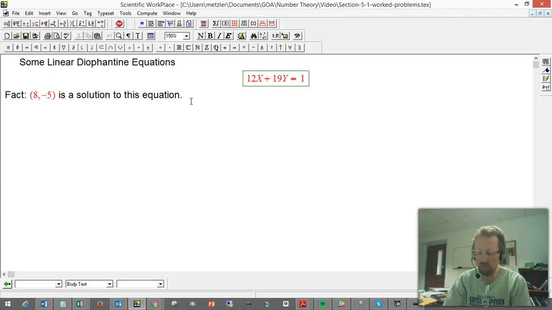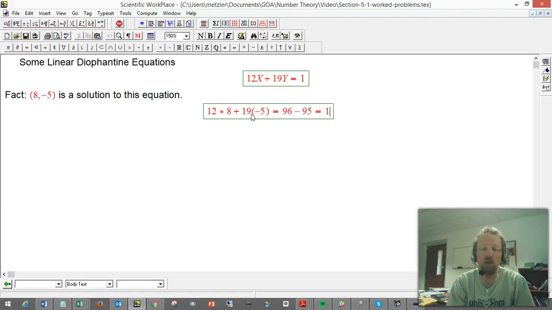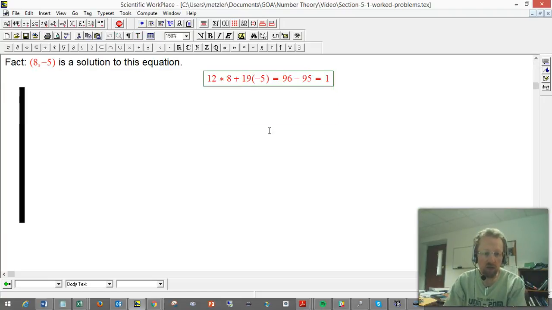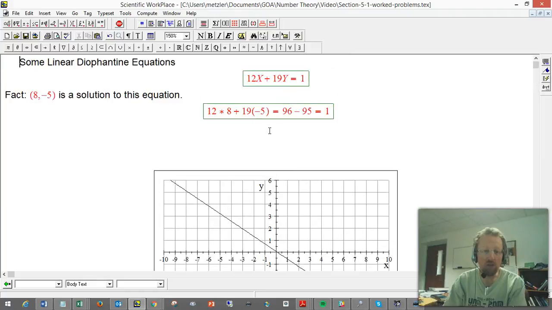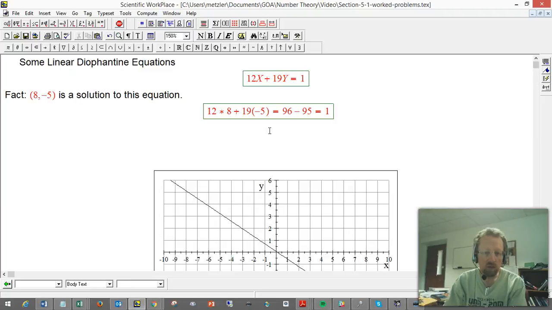What does that mean? It means that 12 times 8 plus 19 times minus 5. That's 96 minus 95. Yeah, that's 1. Doesn't mean anything weird or new. We can also check it graphically. It's nice to think about this idea that it's a straight line, and we're just asking, does it go through what's called a lattice point, or just one of the grid line intersections in integer space graph paper?